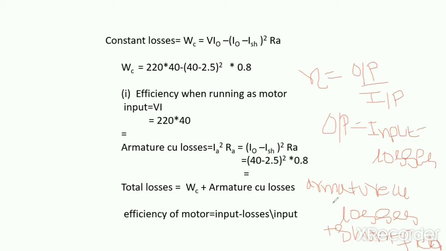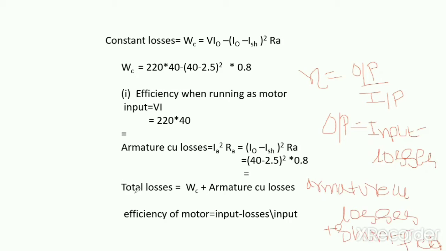Okay, what is the formula for constant losses? Iron losses plus mechanical losses. Mathematically, the formula for constant losses is WC. Therefore WC is equal to V I naught minus ISH whole square into RA. Okay, this is the formula for constant losses, WC.